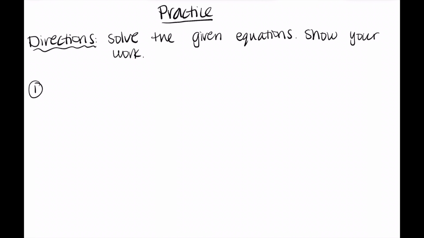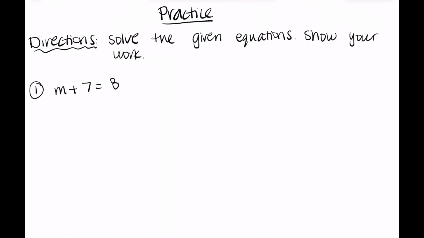So our first practice question for today, for number 1, we have m plus 7 equals 8. So we're going to look at our m. In order to isolate that m, we have addition going on. So that means that we would have to subtract here. What we do to one side, we will do to the other side. So we will subtract that 7 on both sides.